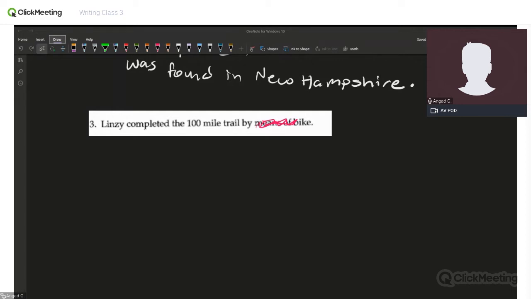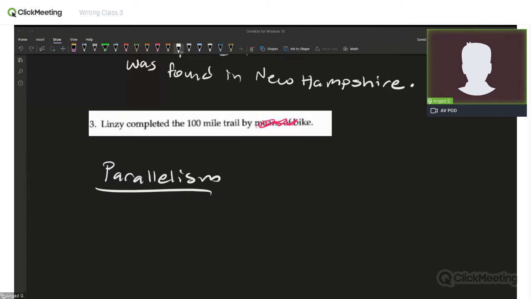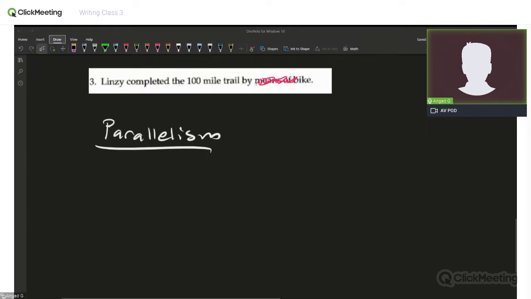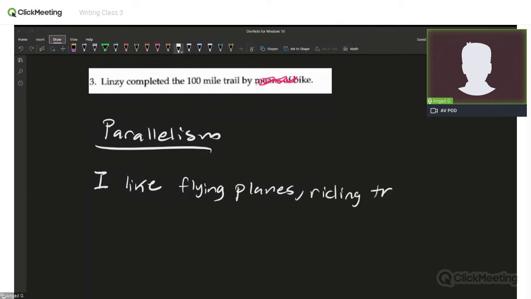All right, so next thing we're going to go over is parallelism. And parallelism has to do with the structure of a sentence. So basically, let's say we have the sentence, I like flying planes, riding trains, and to drive automobiles.